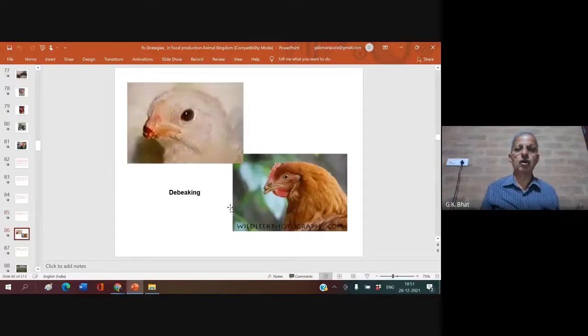I shall show you. This is a debeaked poultry. Can you see that? See here, a little bit is cut here. So they cannot bite, they cannot hurt anything.